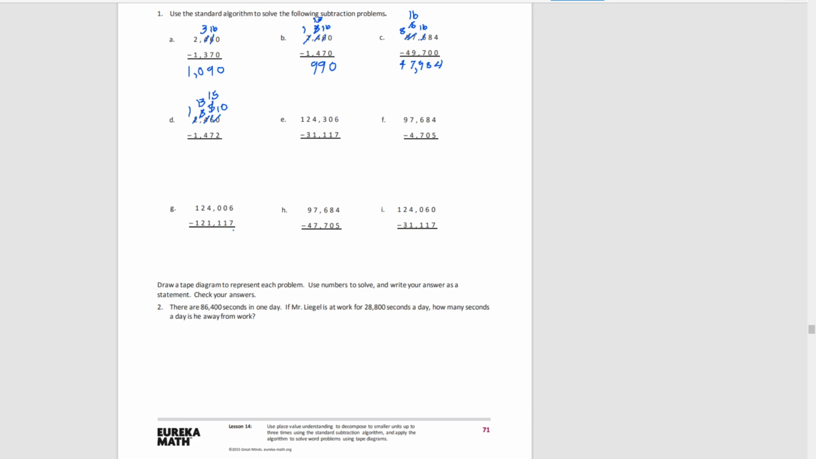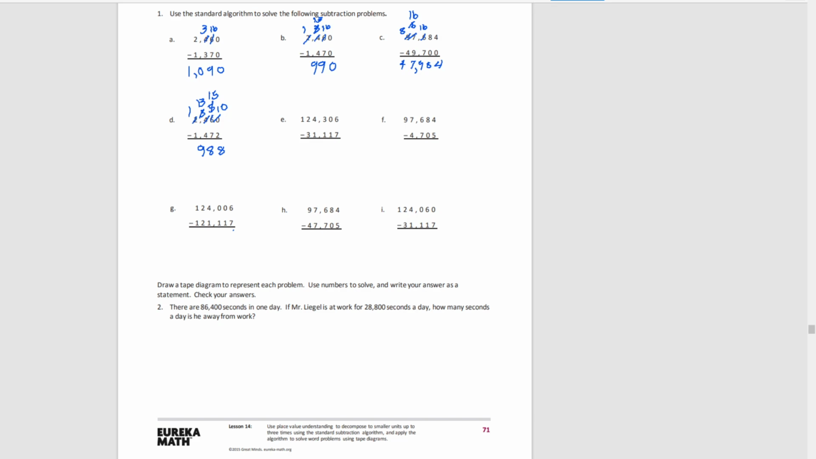10 minus 2 is 8. 15 minus 7 is 8. 13 minus 4 is 9. And 1 minus 1 is 0. So we have 988. Pause the video and try E.